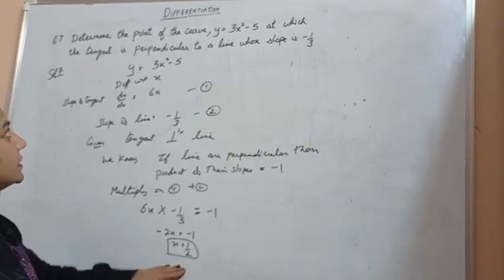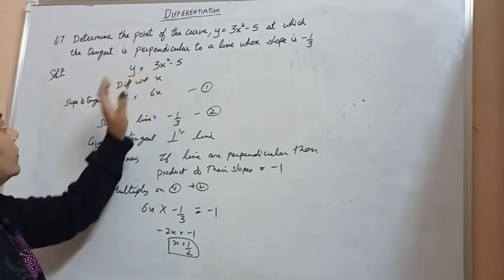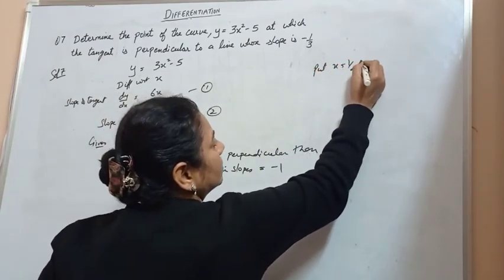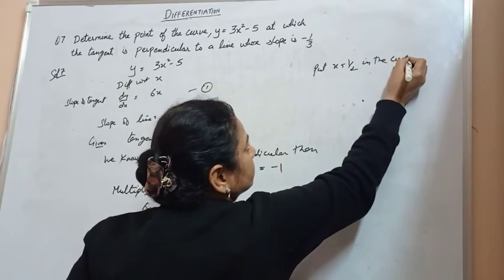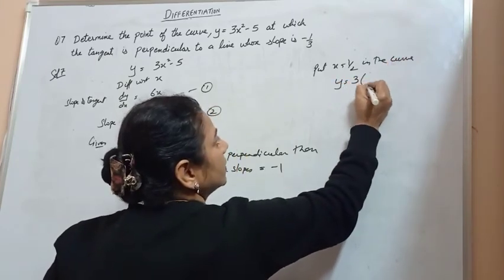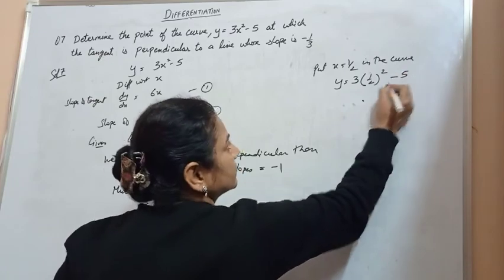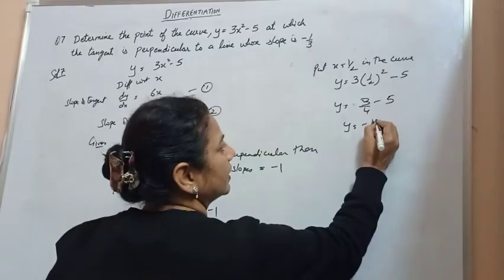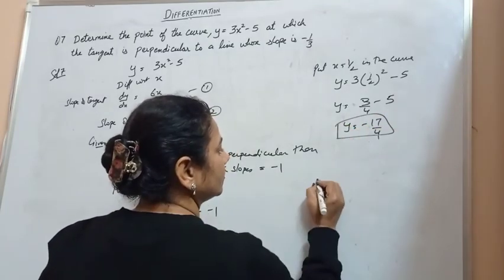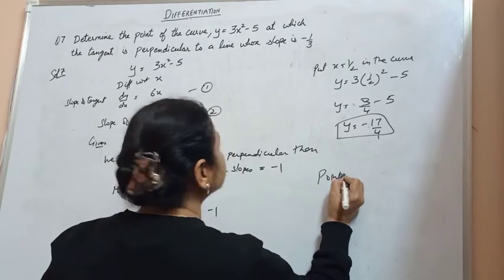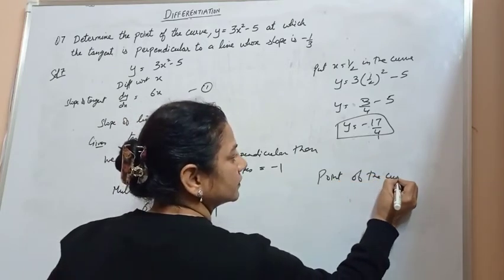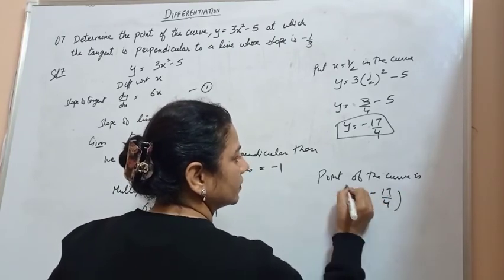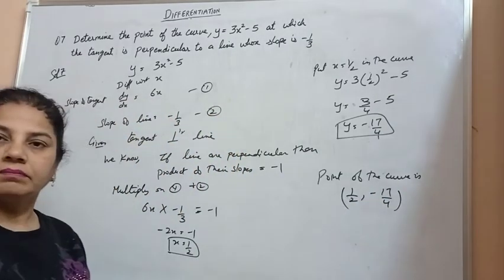I put the value of x in the given curve to get the value of y. So put x as 1 by 2 in the curve. I get y is equal to 3 times (1 by 2) whole square minus 5. So y is equal to 3 by 4 minus 5. So y is equal to minus 17 by 4. So my required point on the curve is (1/2, -17/4).